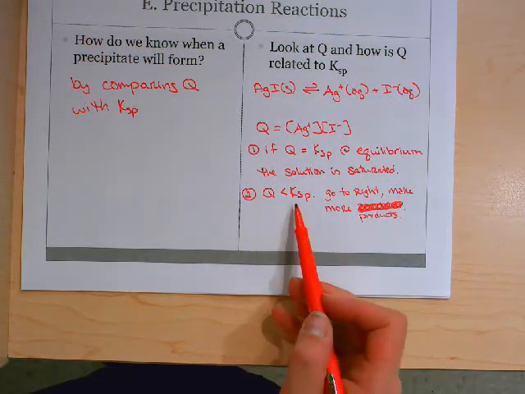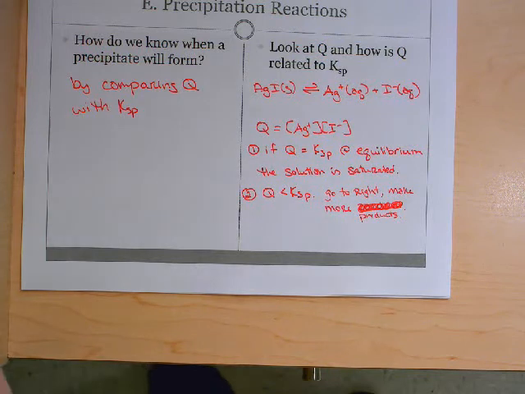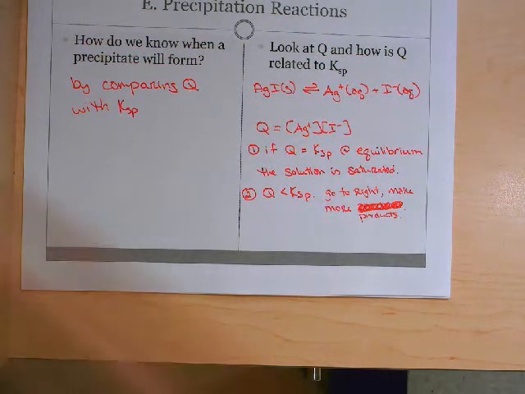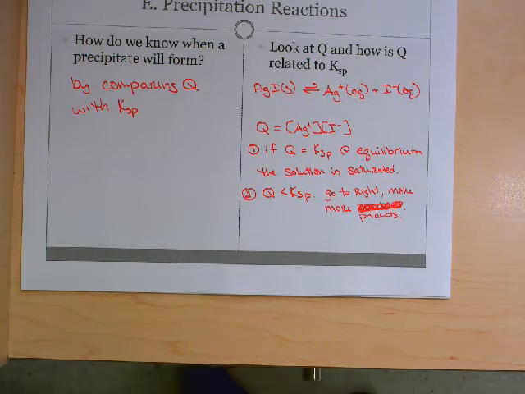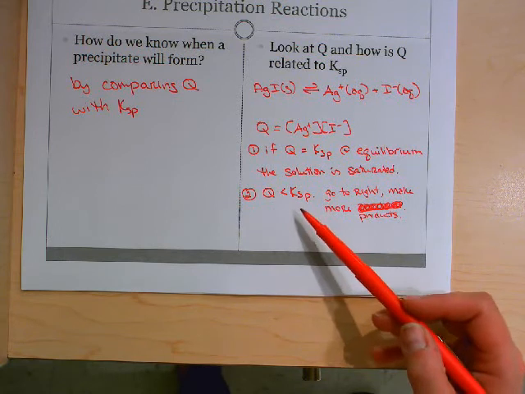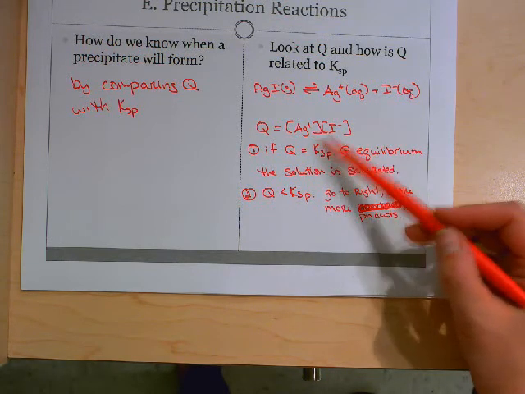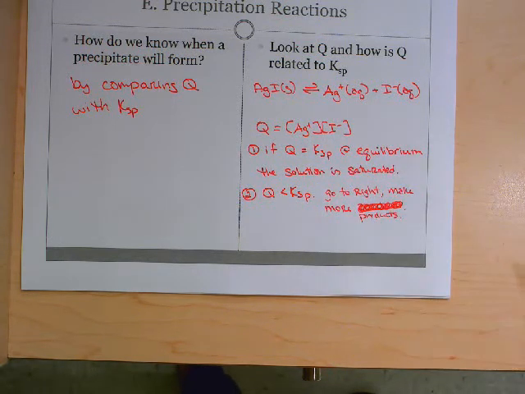So if my Q value is less than my KSP, this should be much easier to think about because there are no fractions now. K and Q are just single values with no fractions, right? The bottom is always 1. And so you just legitimately need to get a bigger number. So to get a bigger number, you need more product. That's all there is to it.